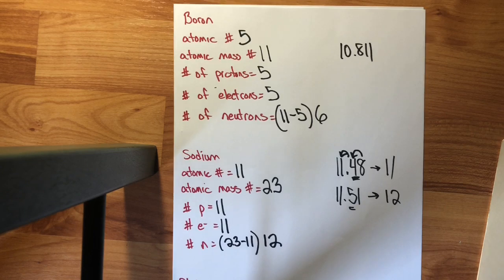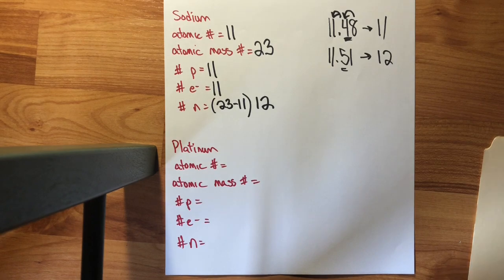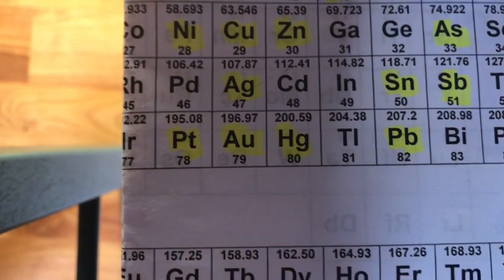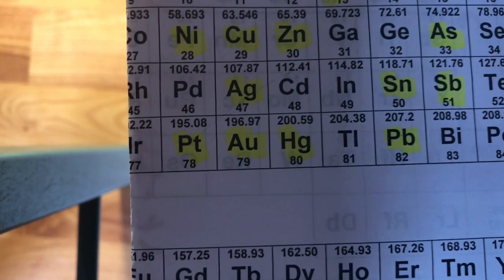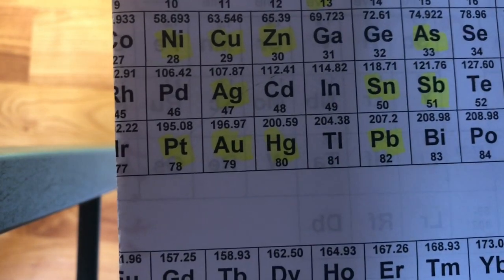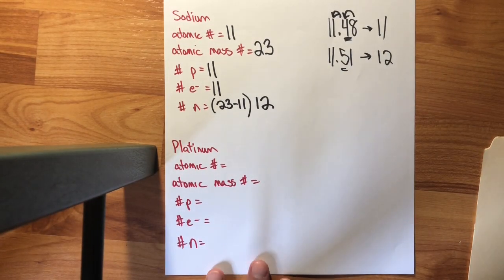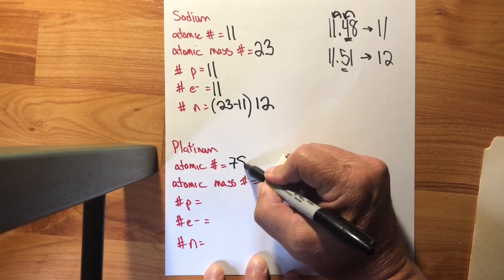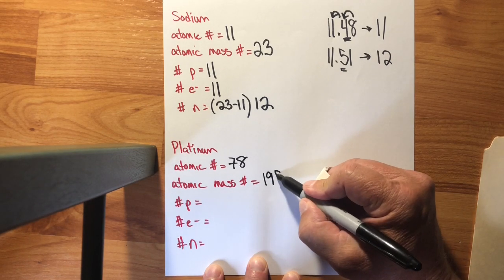Okay? The last example, this is a trickier one, and this is platinum. So again, might take you a while to find platinum on the periodic table, but it's kind of near the bottom there, and you'll see it has a symbol Pt. So the 195.08 is the atomic mass number, and the 78 is the atomic number. So the atomic number is 78. The atomic mass number is 195.08, which would round properly to 195.